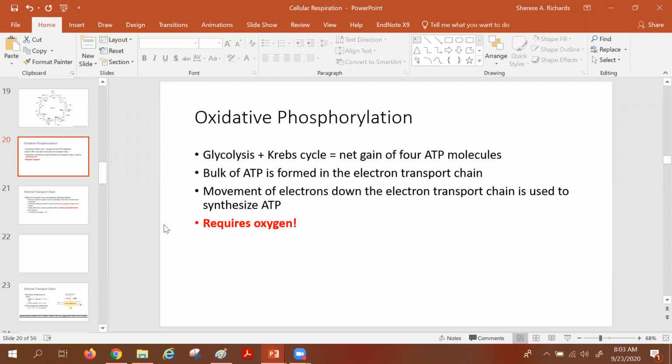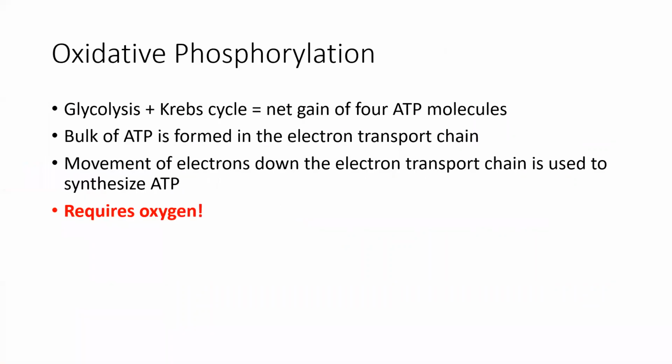Here, we began speaking about that third phase of glucose oxidation. It's called the electron transport chain. And this requires oxygen. So this is oxidative phosphorylation. We said that about 4 net ATP were gained in the earlier stages.